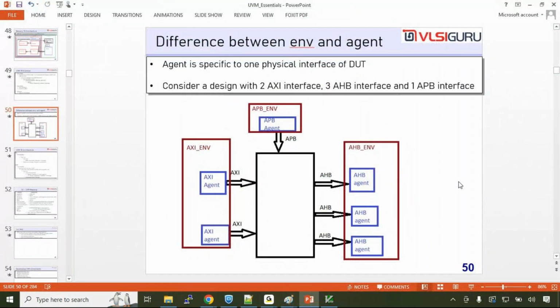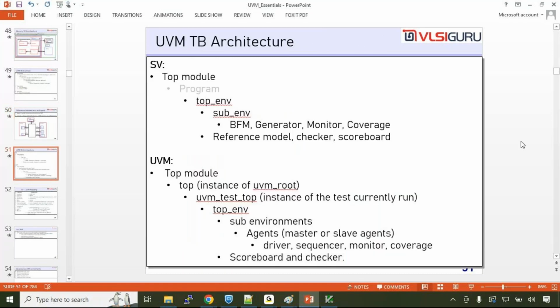What is the difference between an agent and an environment? In SystemVerilog, there is no keyword called agent. Generally, we don't use agent. We used to call this the AXI environment. There was no differentiation between what is specific to an interface and what is holding those environments. So UVM created the difference by introducing a term called agent. Now let us understand how UVM test bench architecture differs from SV.